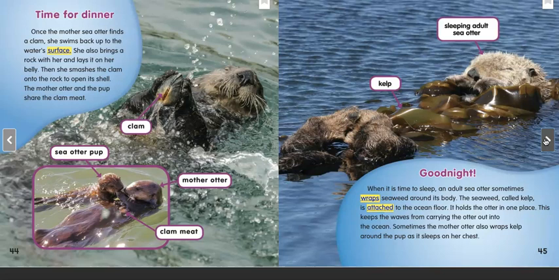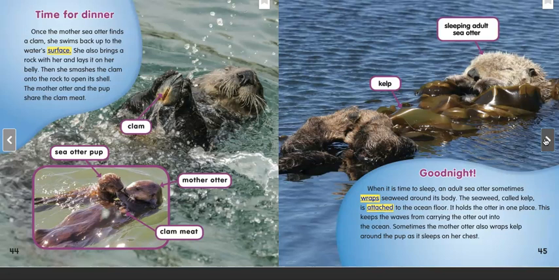So how do the photos help you understand what the mother sea otter does? Yes, the main photo shows the mother sea otter cracking a clam on the rock. The smaller picture shows the mother and pup eating the clam meat that was inside of the shell. Let's look at the next page.